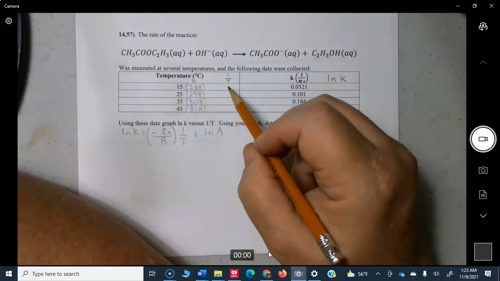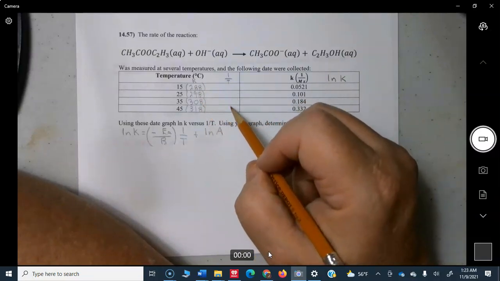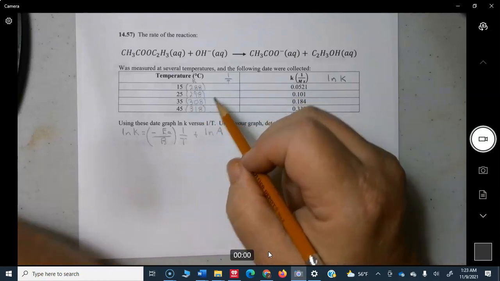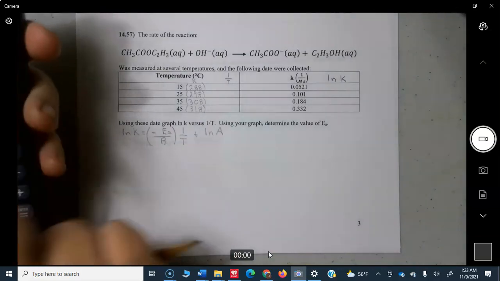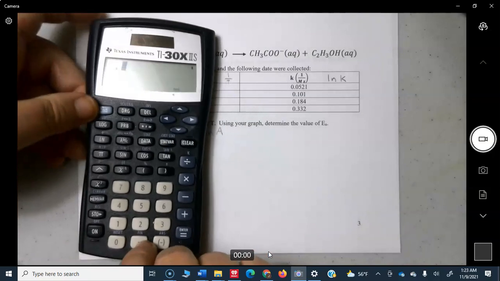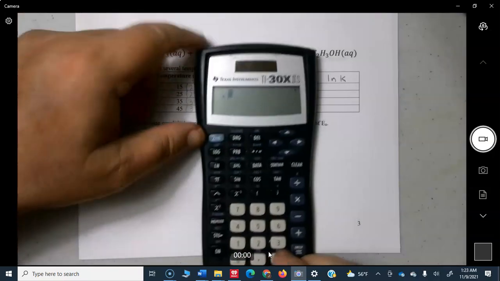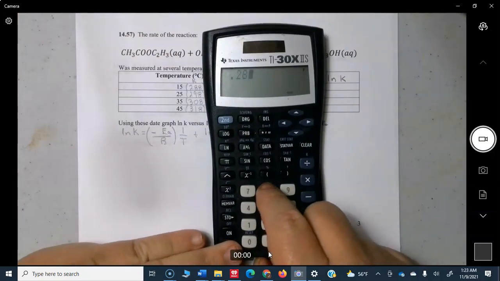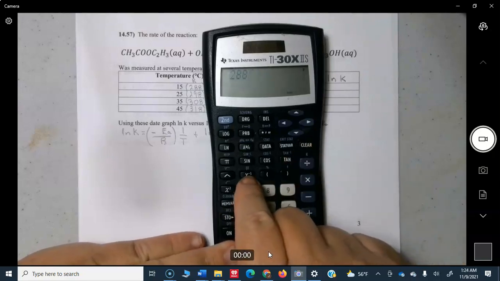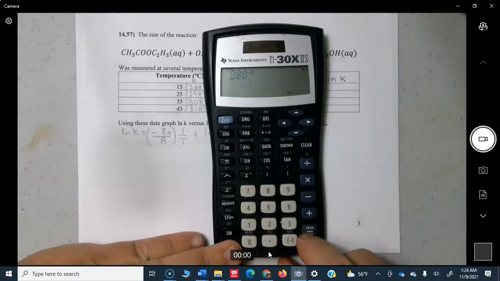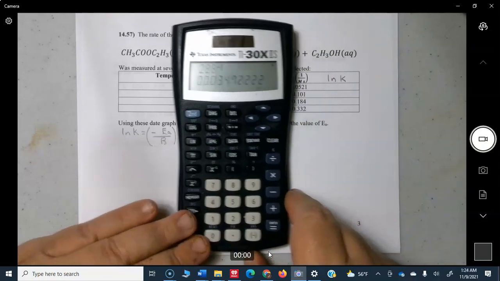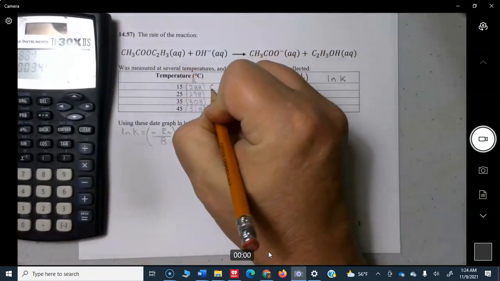Now I'm going to pause the video here just briefly, and I'm going to calculate the 1 over T for each of these. I'm simply going to take the reciprocal here. So I'll go ahead and do that on one of them. So 288, and I hit the x to the minus 1, that's reciprocal, and that gives me this. I should really write this in scientific notation, but I'll just write it out as a decimal number.